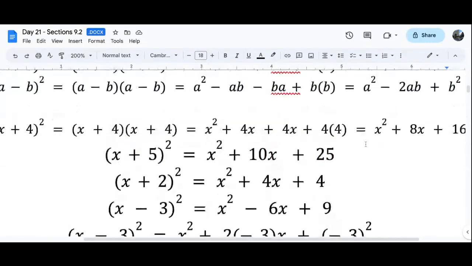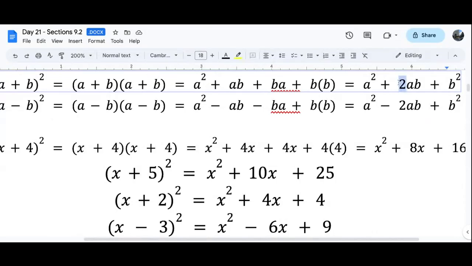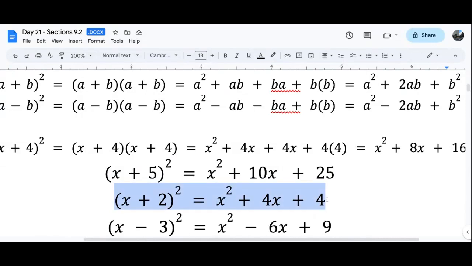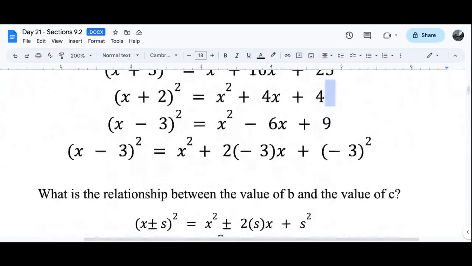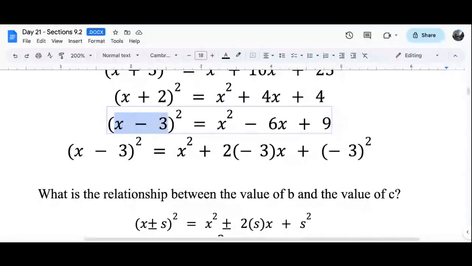Right, we see 2ab here. You see this multiplied by 2, 2ab. 2 times x times 5, that's 10x. A squared is x squared, b squared is 5 squared, 25. With 2ab, 2 times a, 2x, times b, 4x. So this is x squared, this is 2 squared. X minus 3 squared: x squared, 2 times x times minus 3, that's minus 6x, plus 3 squared.